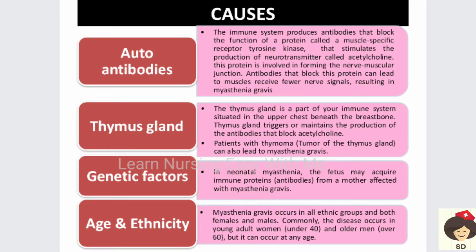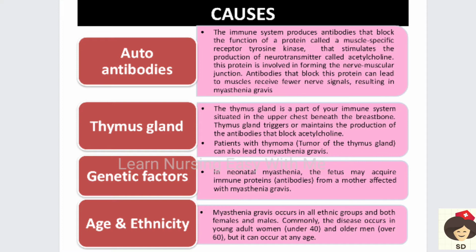Okay, into the causes of myasthenia gravis. First is autoantibodies. Autoantibodies are antibodies that can destroy our own body cells. At certain times these autoantibodies are produced in our body which will destroy a protein called muscle specific receptor tyrosine kinase. This is responsible for stimulating the production of acetylcholine, which is a neurotransmitter in the neuromuscular junction. So when the antibodies destroy the protein, it will not stimulate the production of acetylcholine. At that time the patient can develop myasthenia gravis.